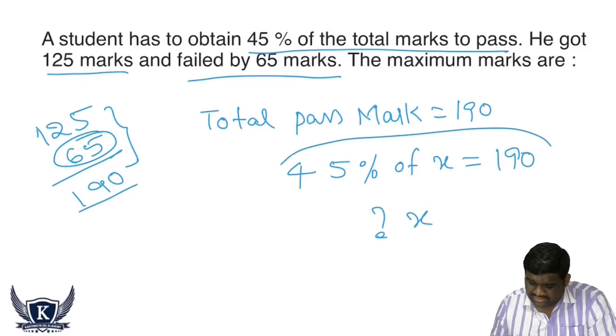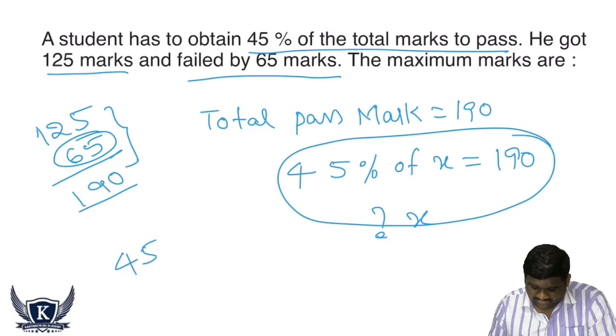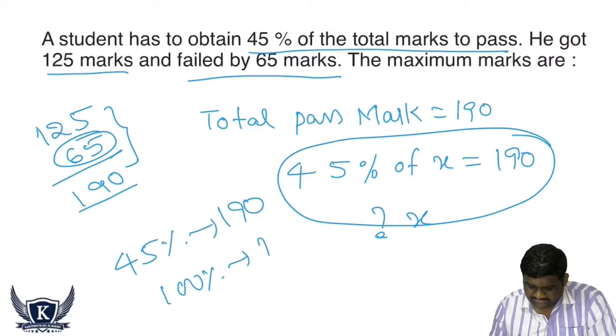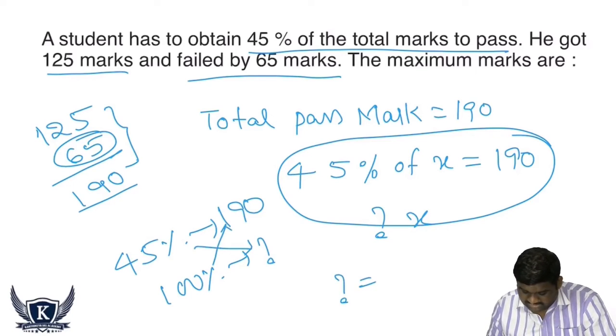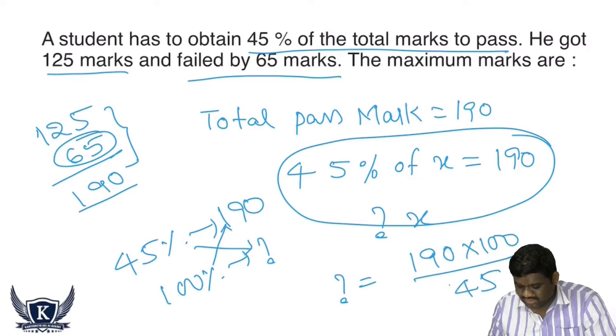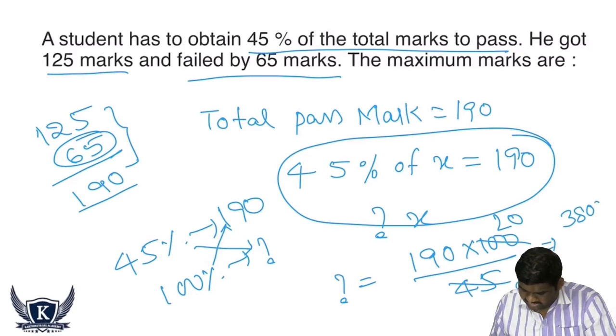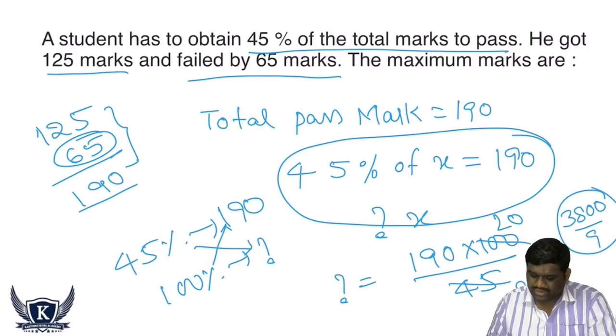So without solving all these things, it can be taken as 45%, 190. What is 100%? This can be solved by cross multiplication. So if I cross multiply it, the question mark is equal to 190 into 100 by 45. In the 5 table it is 9 times and it is 20 times. So your answer is 3800 by 9 marks as the maximum mark. So the maximum marks are 3800 by 9.